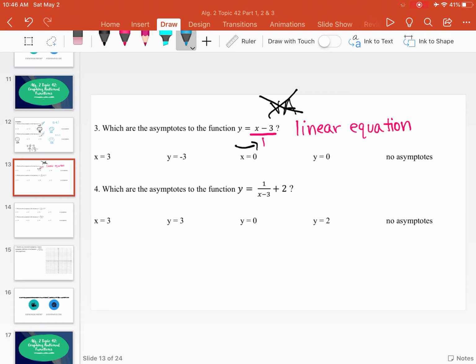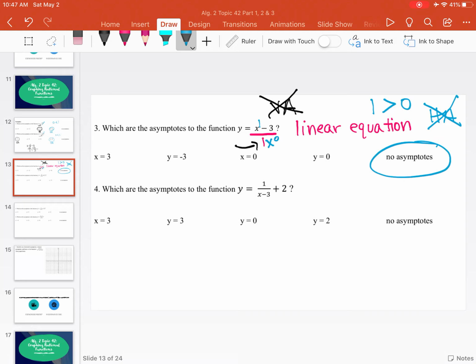For my horizontal asymptote, the degree of the numerator is 1. The degree of the denominator is x to the 0th power. Since 1 is greater than 0, I know that I have no horizontal asymptote. So altogether, I have no asymptotes in this example.